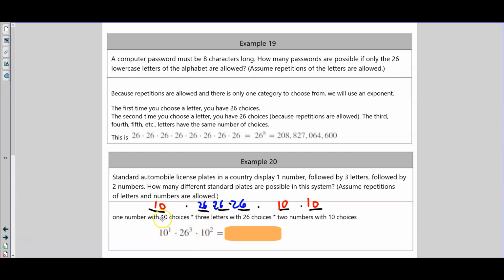So you could say 10 times 26 to the 3rd power times 10 to the 2nd power, or you could list them all out like I did and multiply these together. Either way, you're going to come up with 17,576,000 for the number of license plates if you did this on top, or if you did this right here at the bottom. Okay. Hopefully this is starting to kind of sink in. All you're doing is multiplying your choices, and that's all fundamental counting principle is.